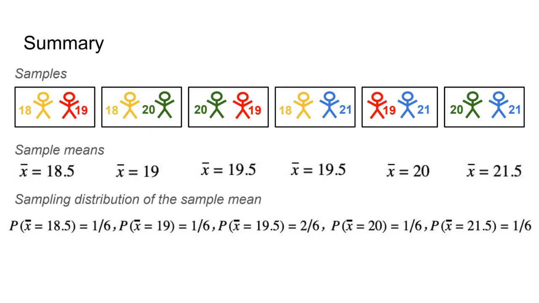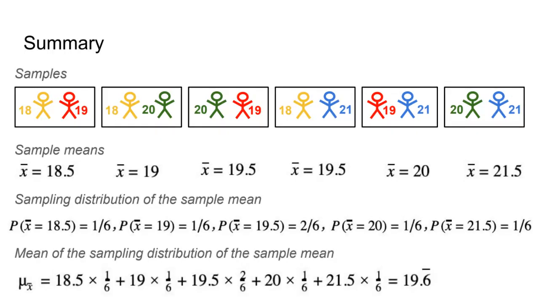Now the last step is to say, okay, now I know how likely it is to draw particular sample means. If I do this a lot of times, what's the average sample mean I'm going to get? And that's what the mean of the sampling distribution of the sample mean tells you. In this case, it is 19.6666.